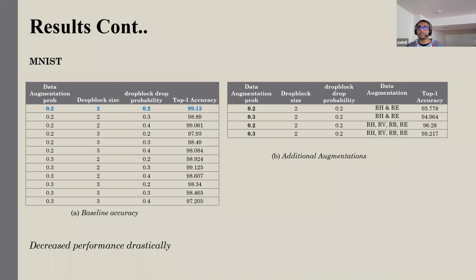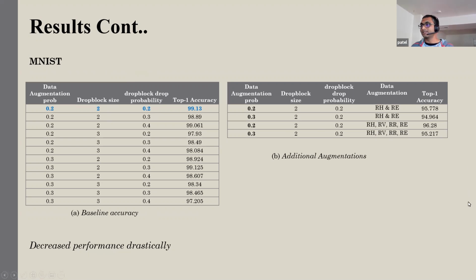Similarly, on MNIST it was different. On MNIST, the baseline is very good at 99.13 within the 15 epochs. The DropBlock size is this one, and the probability is 0.2. But when I compared it with my proposed approach, it went down to 95.217, and 96.28 with random erase. So on this dataset, my approach did not help improve it.